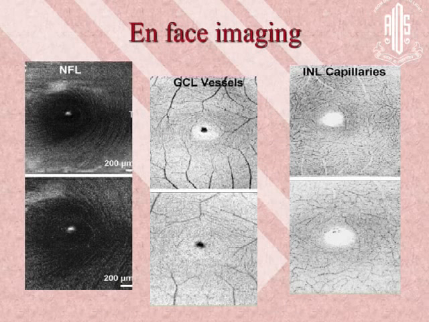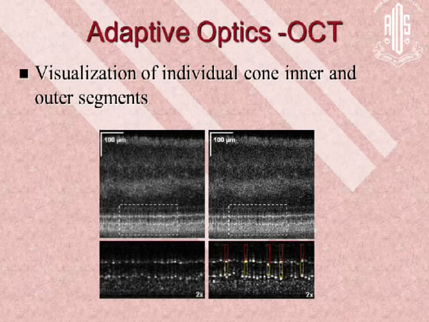And en face imaging, where you can delineate individual structures as well, like GCL vessels, internal limiting membrane capillaries. And then came the adaptive optics, where even visualization of individual photoreceptor segments can be made.